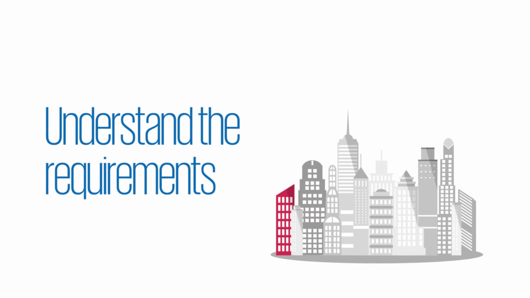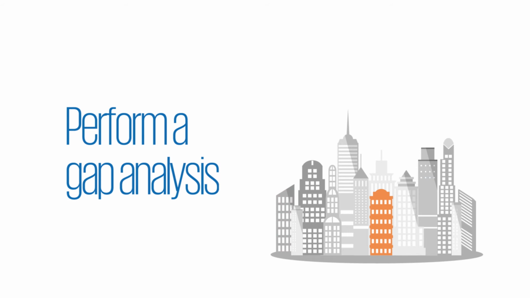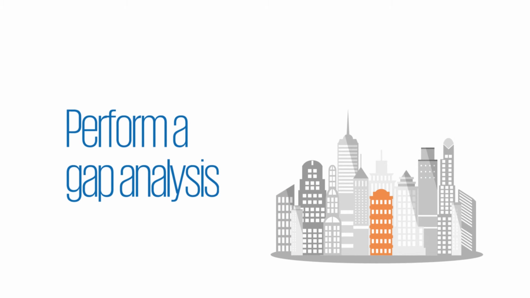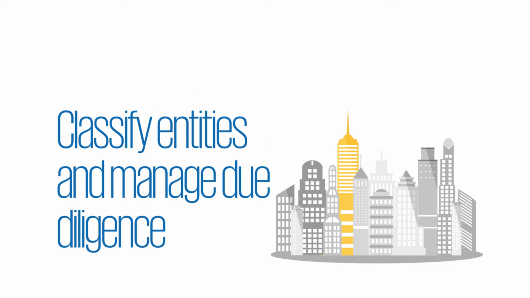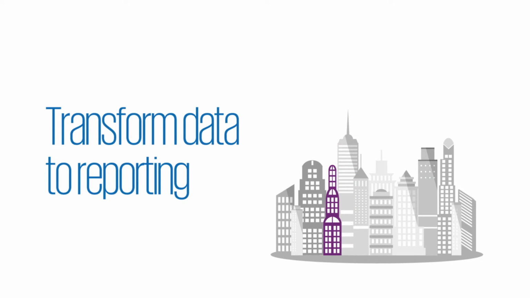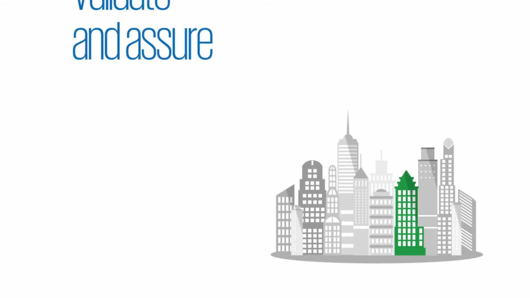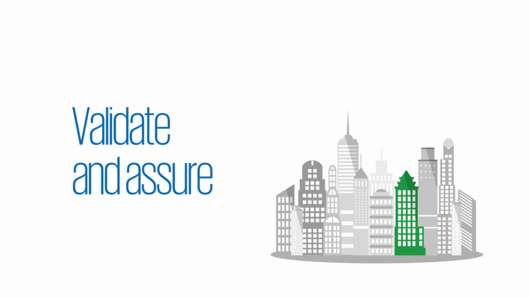First, you need to educate your organization about the requirements. Then, perform a gap analysis of your process systems and controls. Once this is complete, you'll need to classify your own entities, implement new onboarding procedures, remediate pre-existing account holders, and then collect, validate, and format your entity information and your customers' personal and financial information into reporting, all the while maintaining key controls and assurance over compliance. KPMG can help at each stage. Let's take a closer look.